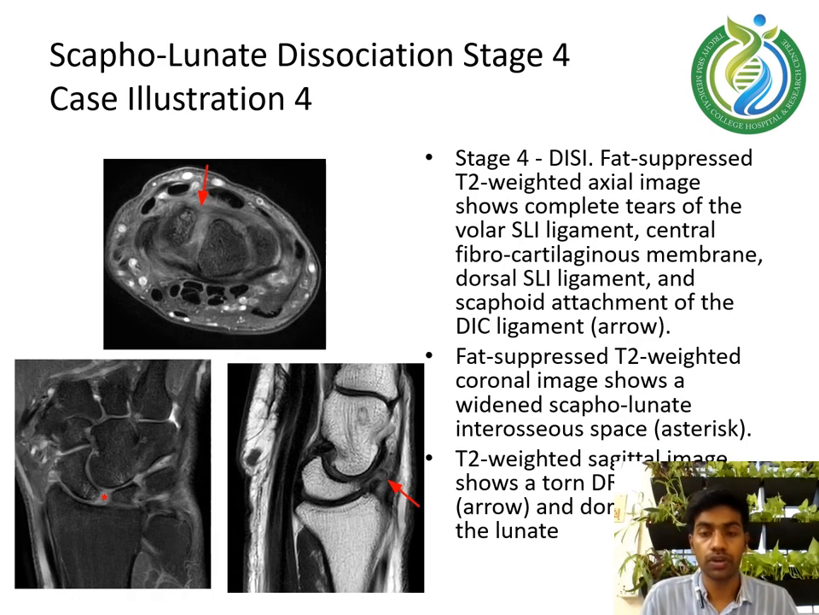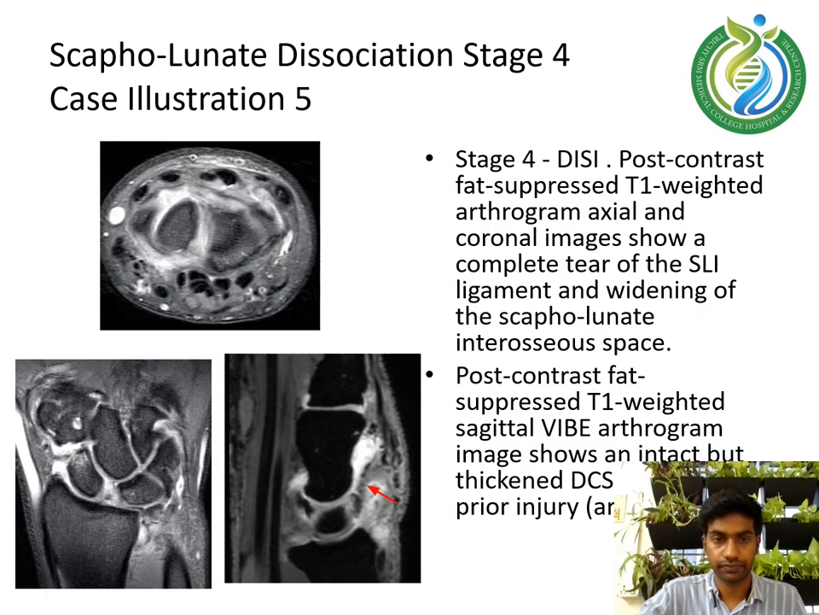Case illustration 4, DSI. The fat suppressed T2 weighted axial image shows complete tears of the volar SLI ligament, the central fibrocartilaginous membrane, the dorsal SLI ligament, and the scaphoid attachment of the DIC ligaments. The fat suppressed T2 weighted coronal image shows widened scapho-lunate interosseous space, shown by the asterisk. The T2 weighted sagittal image shows the torn DRC ligament, shown by the arrow, and dorsal tilting of the lunate, which is present.